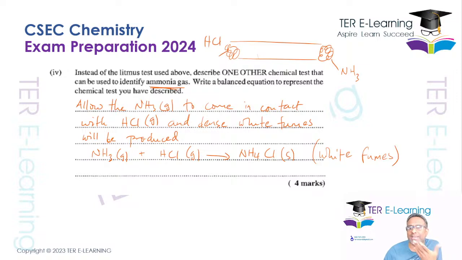Ammonia gas has a pungent smell. Some properties of ammonia gas: it is very soluble in water and less dense than air. Those are just some properties.